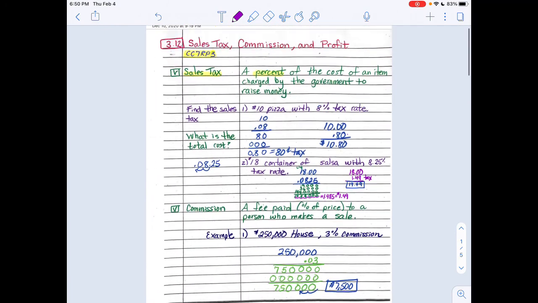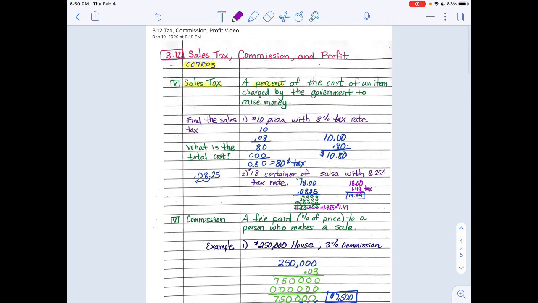So remember our standard is CC7, RP3. We're still working on ratios and proportions, and we'll relate this all together. All right, see you in class.